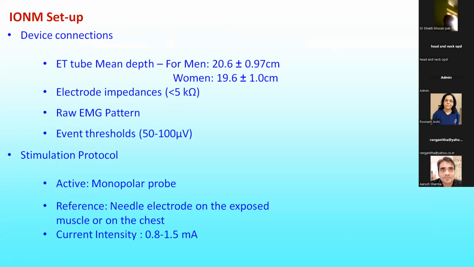For the IONM setup, what we usually do is intubate with the endotracheal tube at a mean depth of approximately 20 centimeters for men and approximately 19 centimeters for women. You also need to place the ground and reference with an electrode impedance of less than 5 kilo ohm, and you should look at the raw EMG pattern, and the event threshold we can maintain between 50 and 100 microvolts. The stimulation protocol we can use is the active monopolar probe, which we give to the surgeons to stimulate the nerve or the area near the nerve structure, and a reference needle electrode we can place on the exposed muscle or on the chest. The current intensity usually starts at 0.8 milliamp to a maximum of 1.5 milliamp.